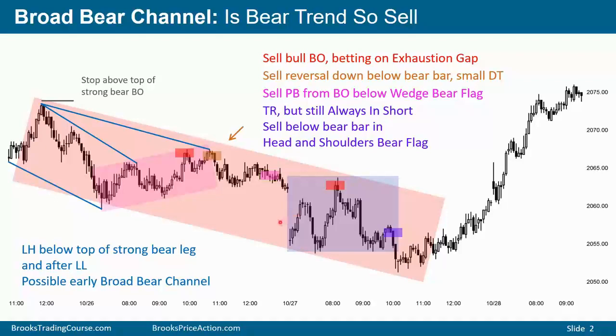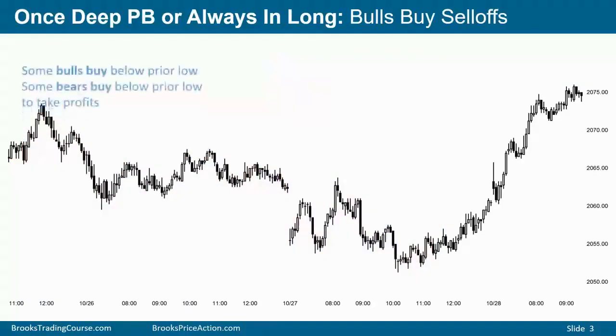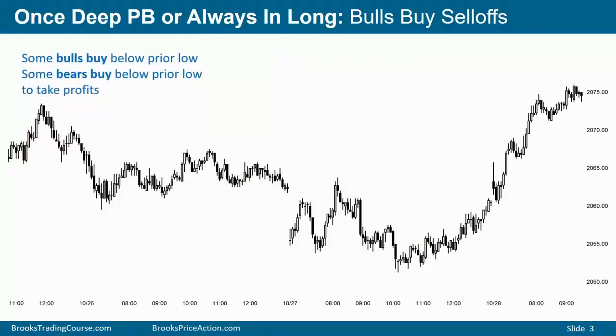Head and shoulders top bear flag, left shoulder, head, right shoulder. Or you can simply call it a broad bear channel where you have a pretty strong rally but still above prior major lower highs. If you have a bear trend and it's starting to get fairly deep pullbacks, then it's probably a broad bear channel and not a tight bear channel.